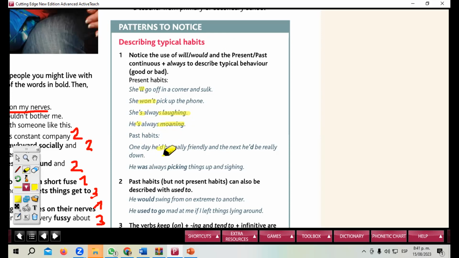One day he would be really friendly. Aquí está el de hábito. He would be really friendly. And the next day he would be really down, okay? He was always picking things up and sighing, okay?